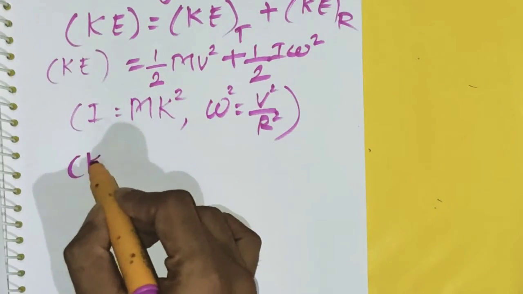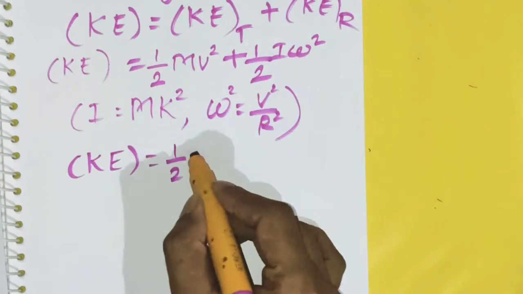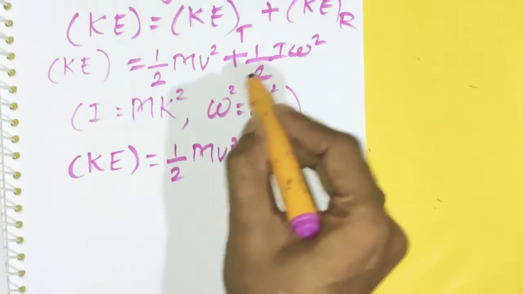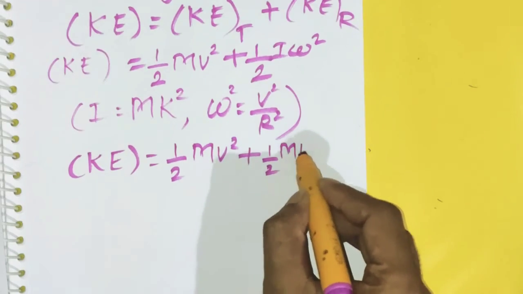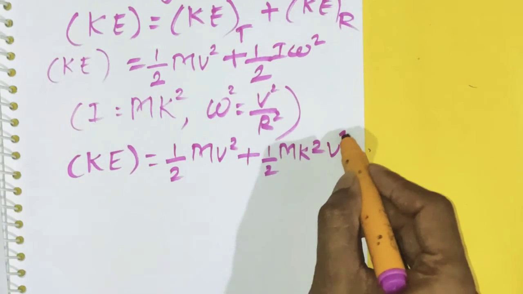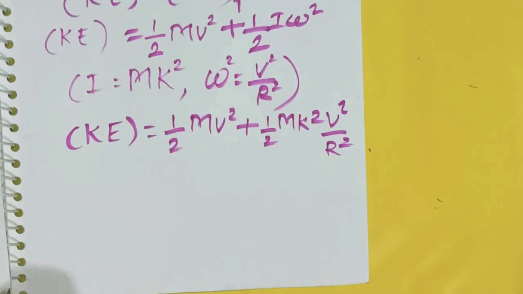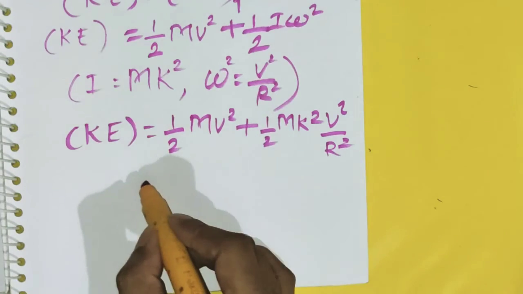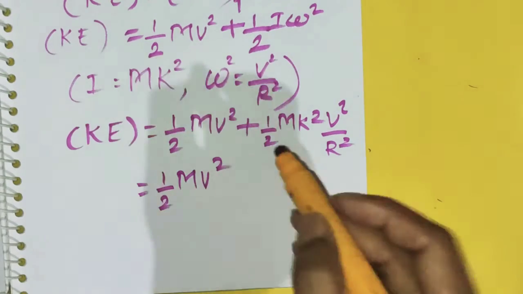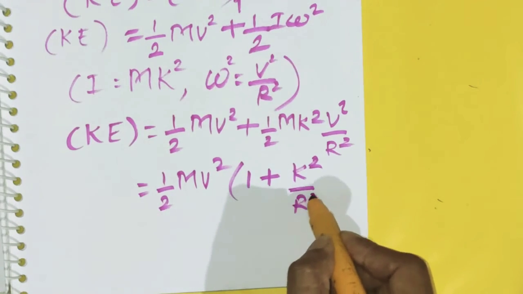the kinetic energy equation continues: 1 by 2 mv square plus 1 by 2 times the value of I, that is mk square, and now we put omega square, that is v square by r square. Now 1 by 2 mv square is common, so by taking it common, the remaining is 1 plus k square by r square.